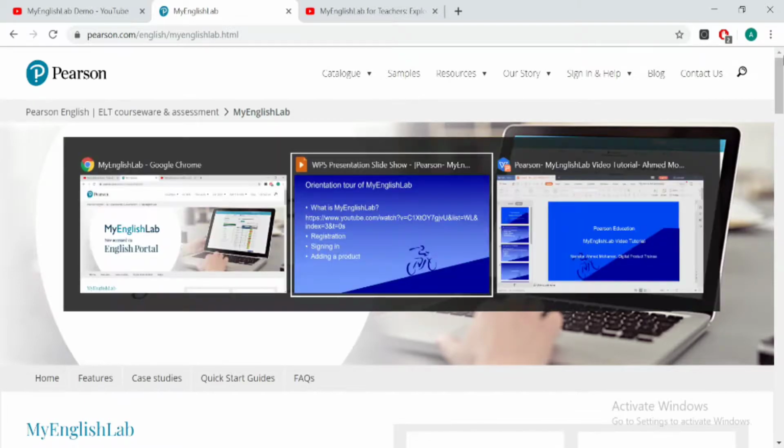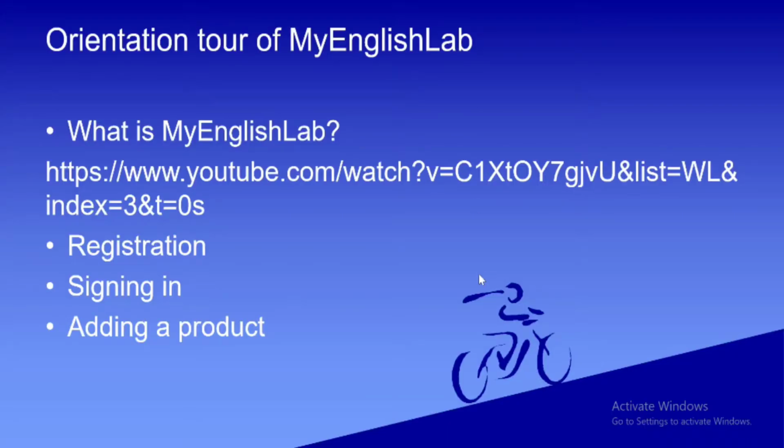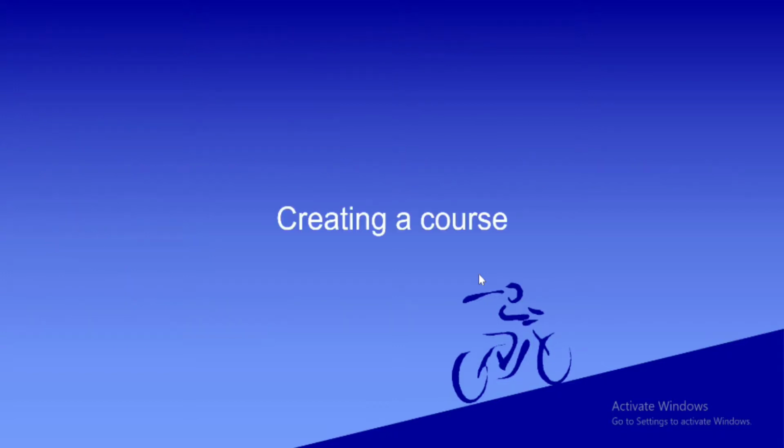Let's come back to our slides. So that was a quick orientation tour of MyEnglishLab, right? We got to understand what is MyEnglishLab. We got to understand the registration process, which is really quite simple. The signing in, quite basic, and adding a product. Next up on our agenda is creating a course.